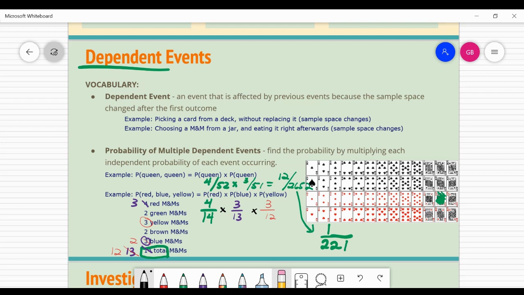So 4 times 3 times 3, that's 36. 14 times 13 times 12, that's 2,184. And that simplifies to 3 out of 182. Okay, so in these examples, the sample space changed.